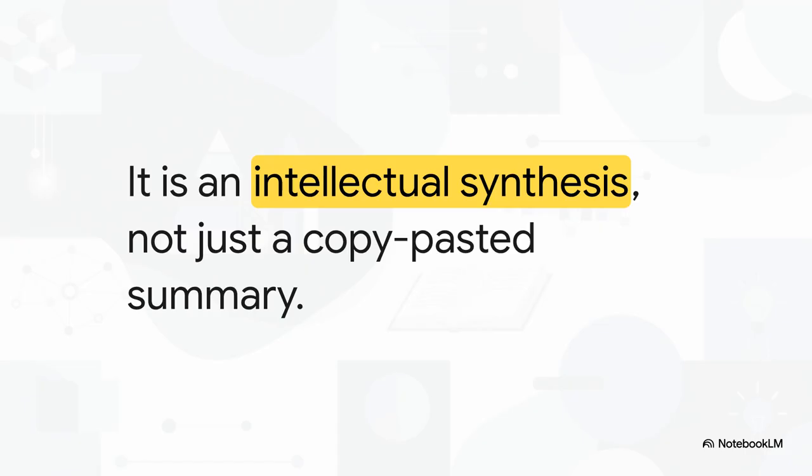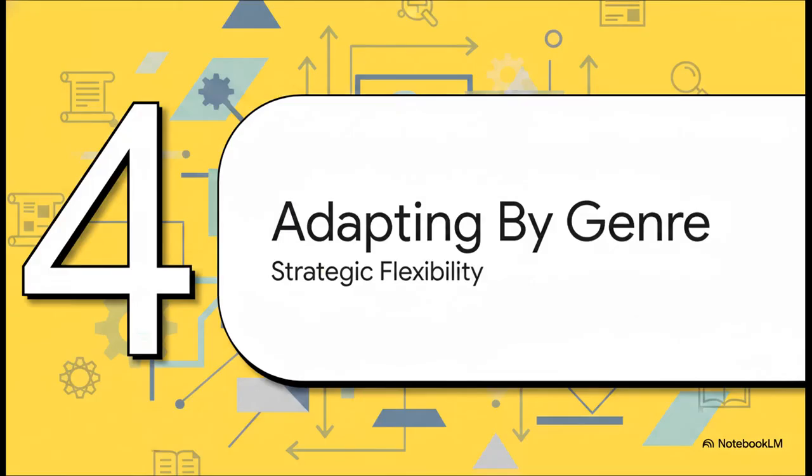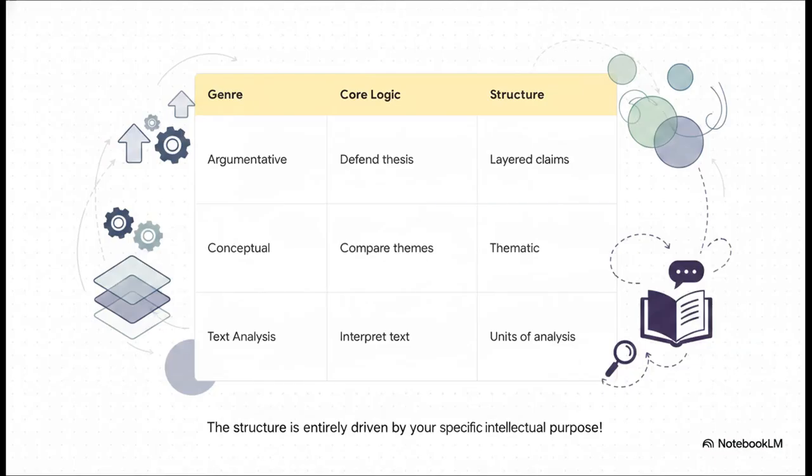Let's wrap things up with Section 4, Adapting Structure by Genre. Look, a truly great consultant doesn't just use one framework blindly for every single client, right? And a great academic writer doesn't force every assignment into the exact same mold either. You have to learn strategic flexibility. Your structure is entirely driven by your specific intellectual purpose. So, if you're tackling an argumentative essay, your core logic revolves around defending a clear thesis against counter-arguments. Your structure will layer arguments purely to answer why and how.